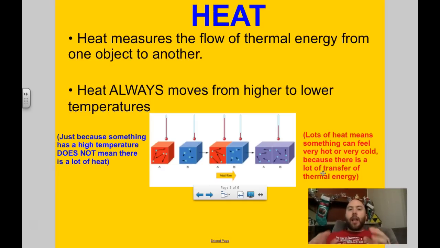So an example of a lot of heat would be, let's say you have an object that's 500 degrees Fahrenheit and 0 degrees Fahrenheit, and you put them next to each other. That's going to be a big heat. That's a big transfer of thermal energy. And again, it always goes from high temperature to low temperature.